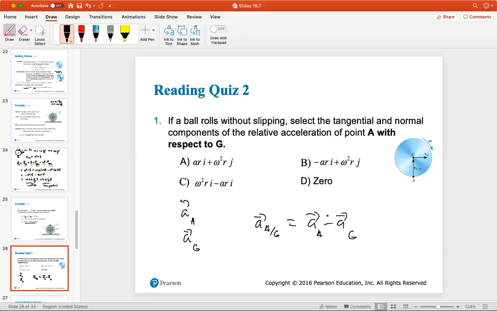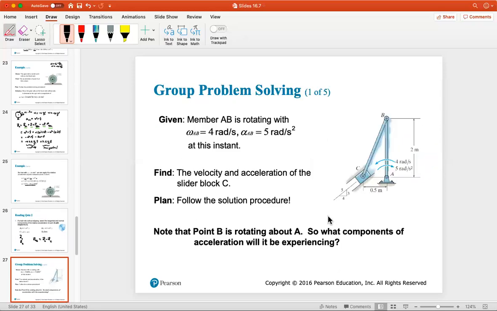Super brownie points if you go ahead and start thinking about the problem that's going to come up next, the group problem, because it's going to take us a while to work through it as a group. So if you could go ahead and start it, I think that will really help. So here's your problem.